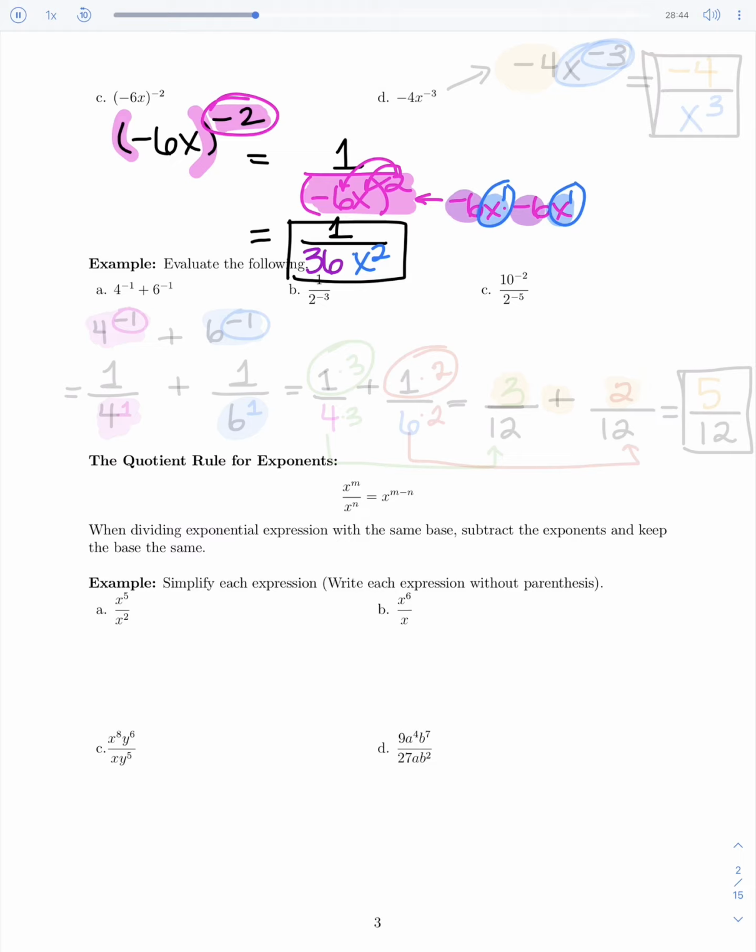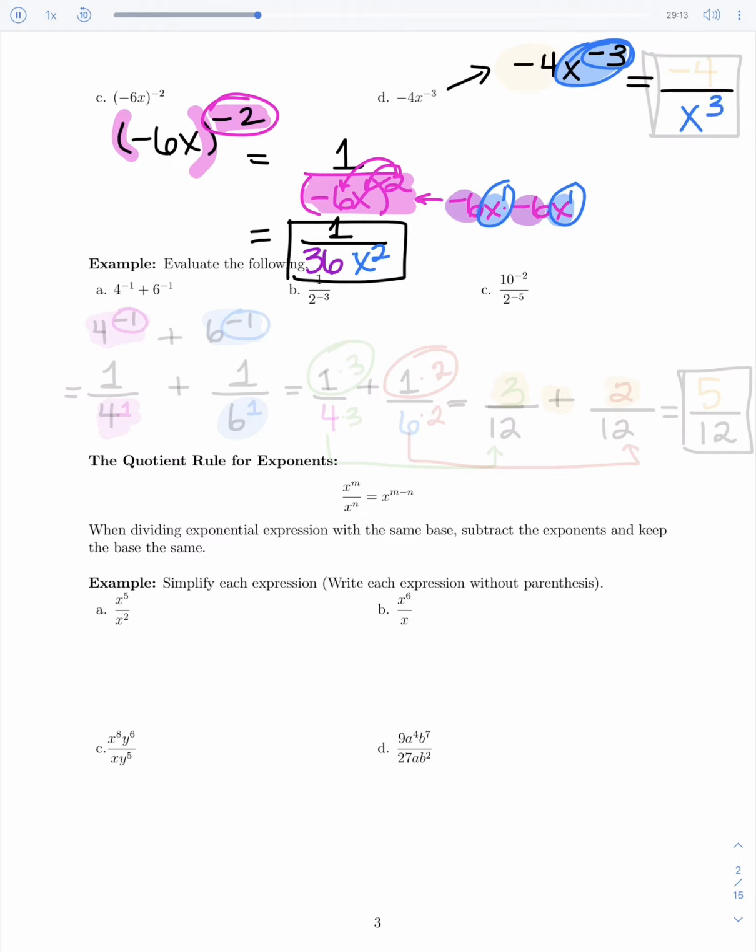Last one, let's look at D. In D, we have negative 4x to the negative third. Notice we've again got a negative exponent on our x, only on the x because there is no parentheses, which means only that piece is going to move to the denominator. So when we move the x to the negative third to the denominator, the only thing that changes is that exponent goes from being negative to positive.